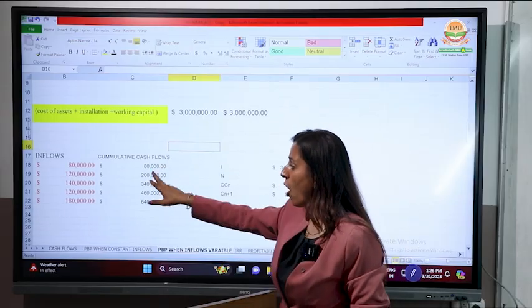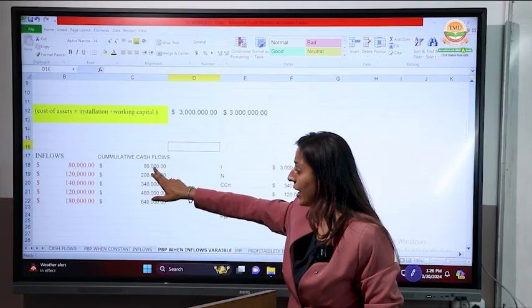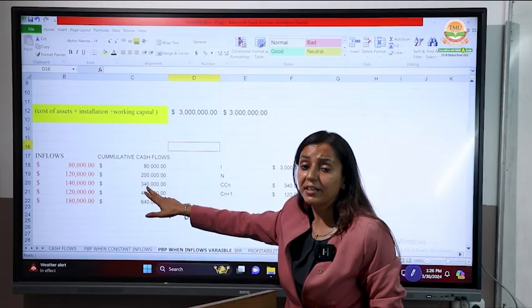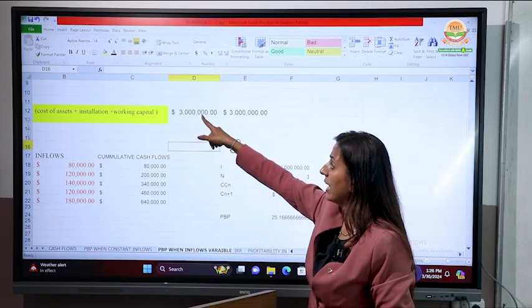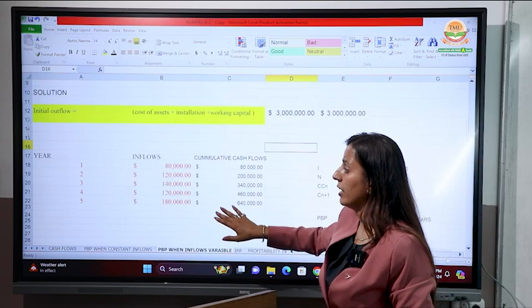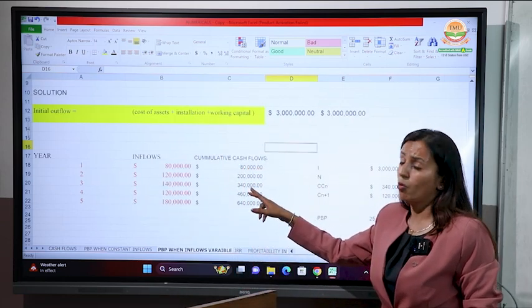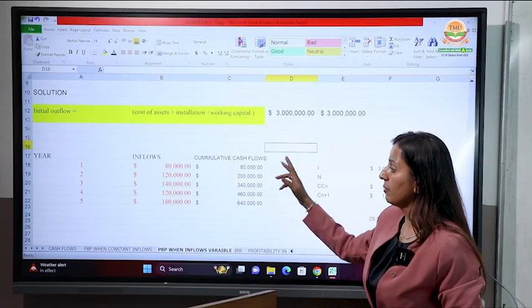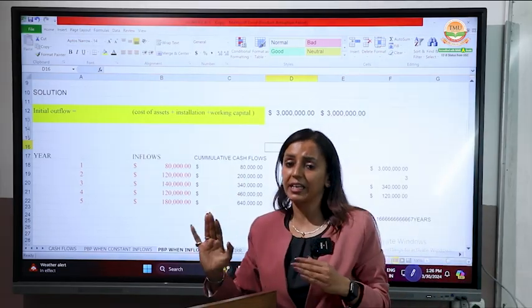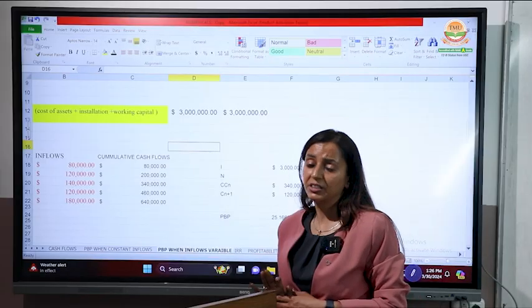In the first year, how much amount are we getting? 80,000. In the cumulative, please have a look. 80,000. Then 2 lakh. Then 3 lakh 40. Oh, that is 3 lakh. But here I got 3 lakh 40,000. That means till the 3 years, I am getting more than what I have invested. So till the second year, what do I get? I get nearby 2 lakh rupees.